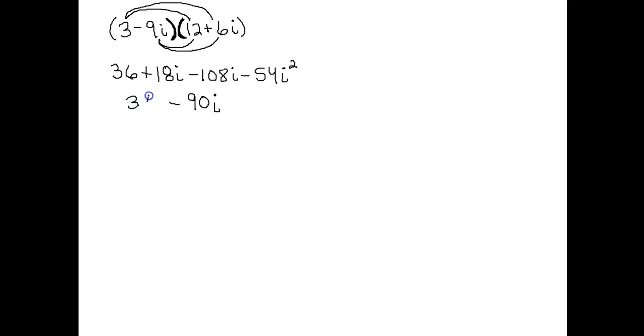For now, I'm just going to rewrite 36. And then over here, keep in mind that i squared is equal to negative 1. So I've got negative 54 times negative 1, which becomes plus 54. And then I can combine the 36 and the 54 and get 90. Or 90 minus 90i.